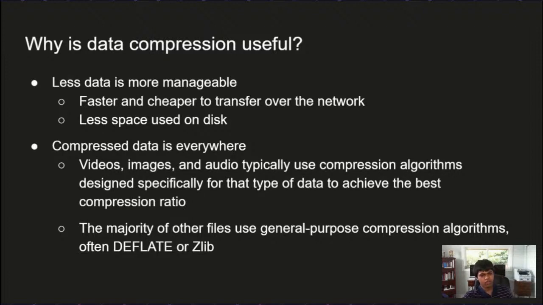If you take a look at something like a BMP file, which is uncompressed most of the time, you'll see that's almost always multiple times bigger than a PNG, which uses some special compression algorithm along with Zlib to achieve the best ratio. And that's how the majority of these kind of media formats are compressed.